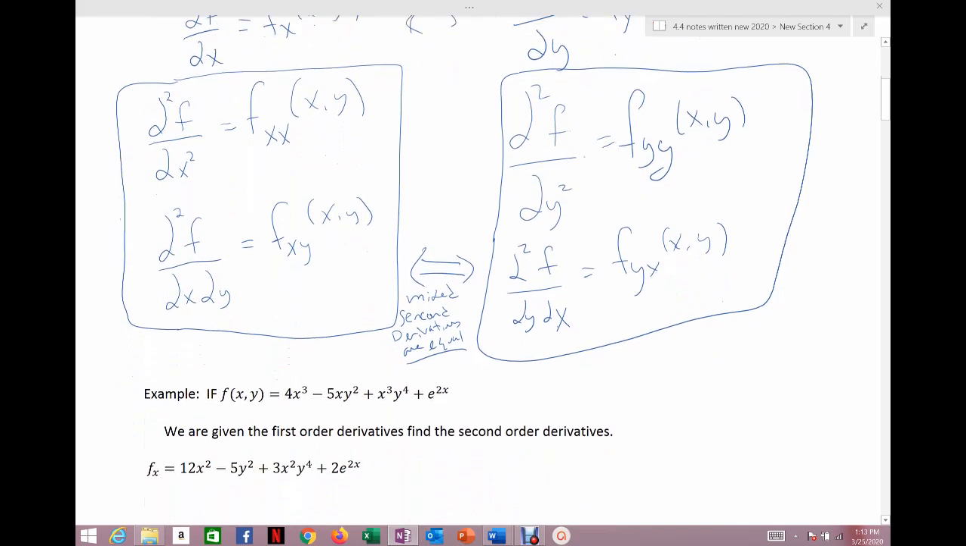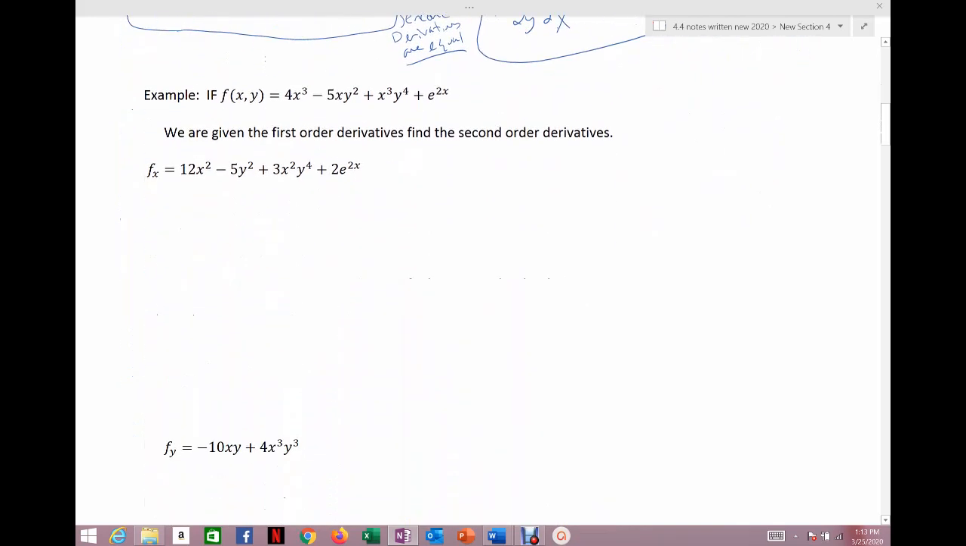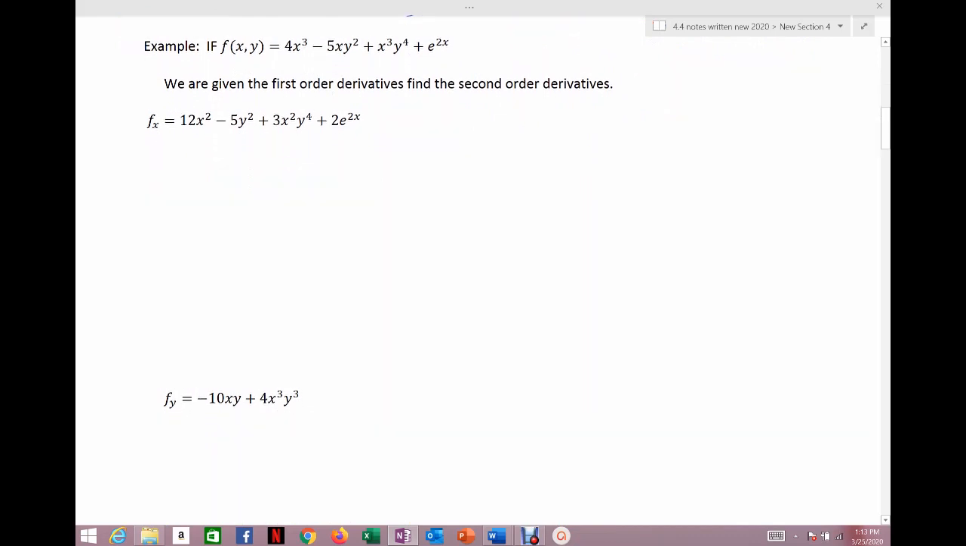In all of our type of functions. Alright, so in the last set of notes, we actually found the first derivative of this function. This was one of the examples that we did in the last set of notes. Alright, so we have our function f of x, and I'm giving you the first order derivatives. Again, we did them in the last set of notes.